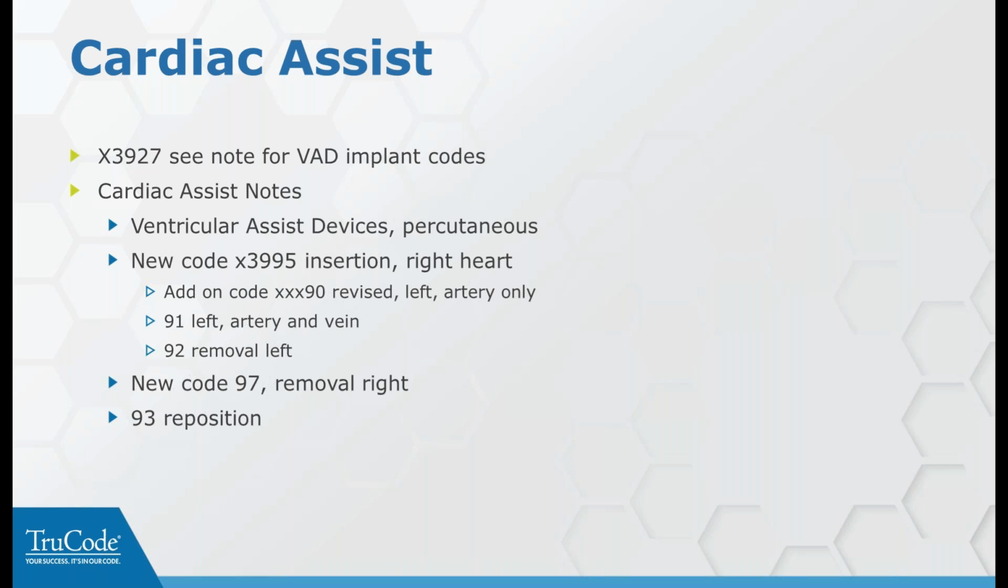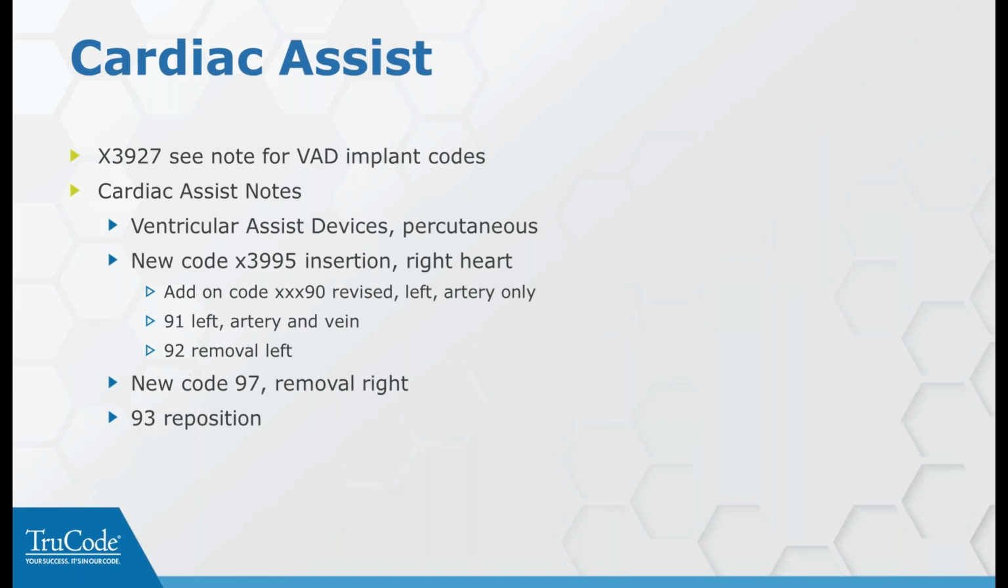There is another new code in the same area, 33997. Notice I just said new code 33997, and that is a removal of a percutaneous right heart ventricular assist device venous cannula at separate and distinct session from insertion. Okay, and then there's a note about what to do if they remove a left or right one during an open approach. It tells you where to go for that one.